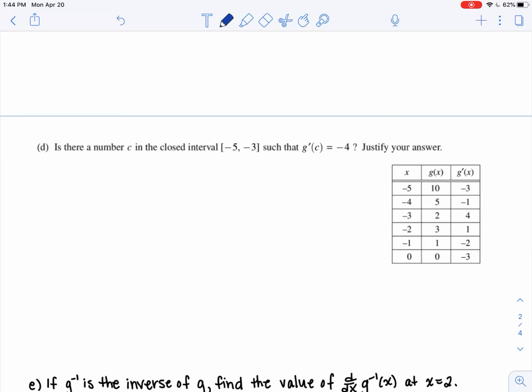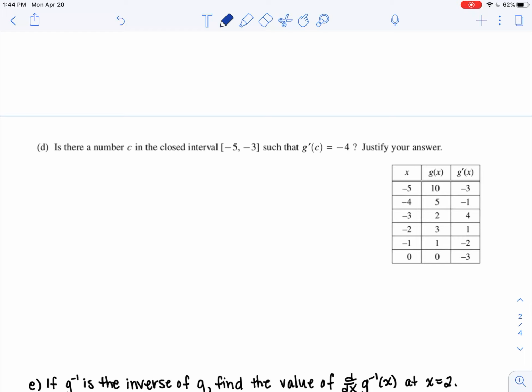Okay, so now part D, technically this wasn't in the stuff that I asked you guys to do just yet in your outline, but at this point all these things are going to just kind of blend together, so I think it's just worth going over now anyway. It says, is there a number C in the closed interval from negative 5 to negative 3 such that g prime of C equals negative 4?